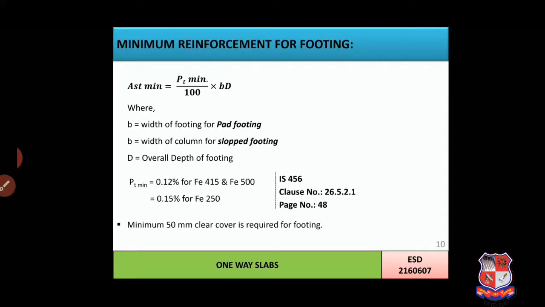Now minimum reinforcement requirement for footing: the minimum reinforcement criteria for the structure, Ast minimum equals pt minimum times B times D by 100, where B equals width of footing for pad footing, and if you are designing slope footing, then B will be the width of column. D is the overall depth of footing, while pt minimum is the minimum percentage of steel, that is 0.12 for HYSD bar, that is Fe 415 and 500, and 0.15 percent for MS bar, that is for Fe 250. It is given in the code IS 456, clause number 26.5.2.1, page number 48. And for footing, a minimum cover of 50 mm is required.